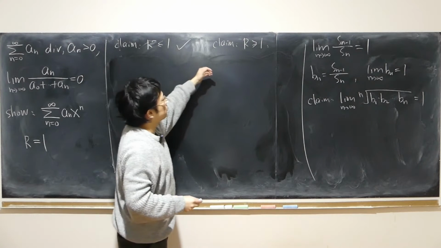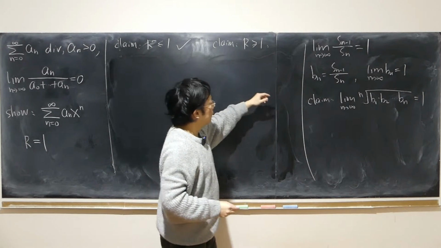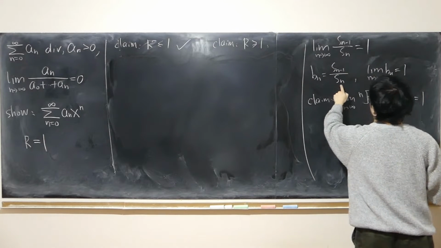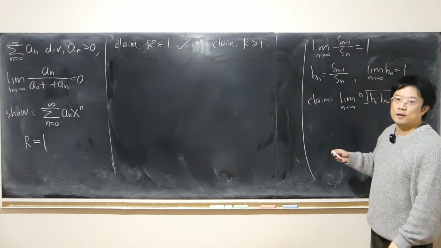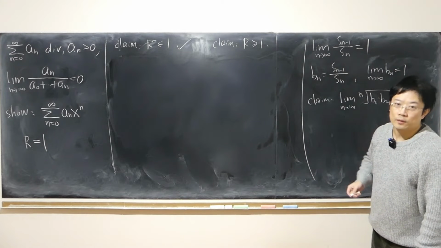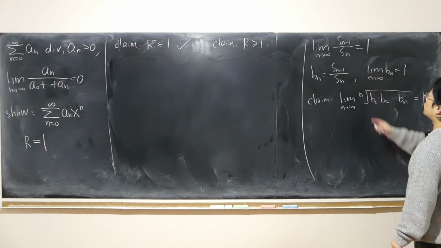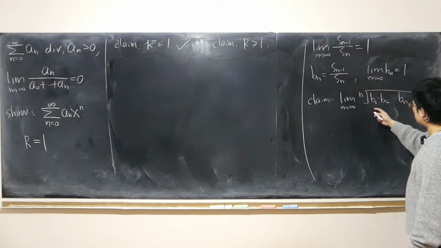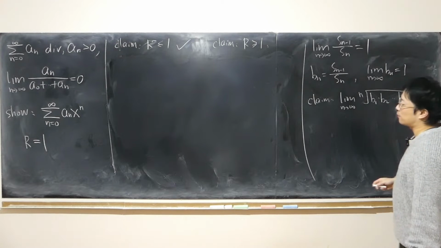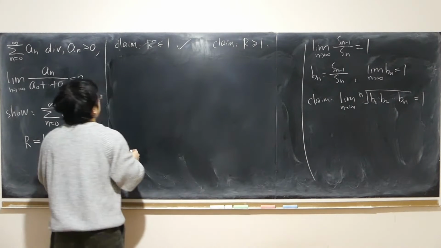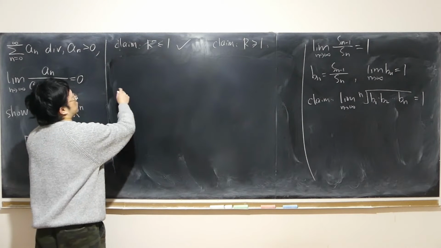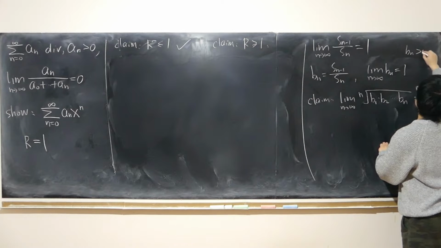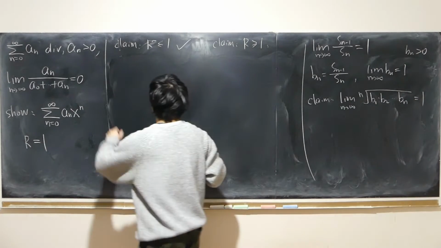Then I'm going to claim R is bigger than or equal to 1. Then I've reached the conclusion that Bn denotes Sn minus 1 over Sn, where Sn is the partial sum of a0 plus all the way up to an. We've shown that this limit is equal to 1. I'm going to show this limit, the geometric mean, is also equal to 1. First of all, let's note Bn is also positive.